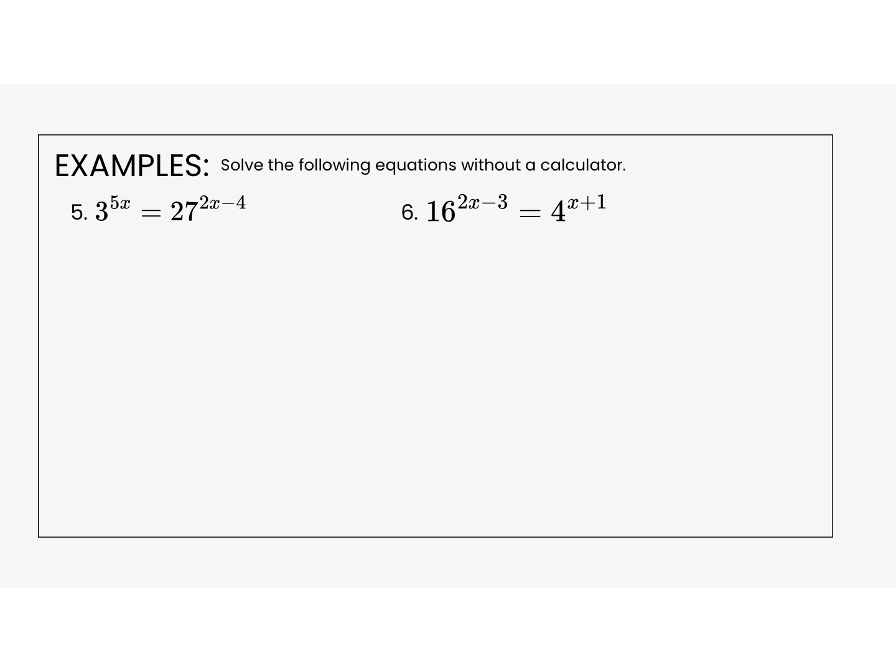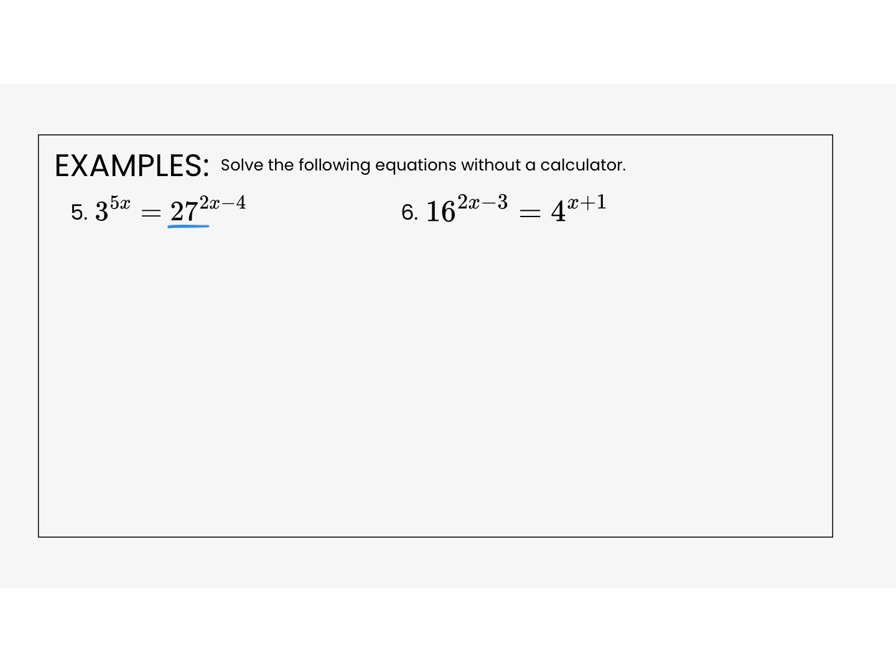Okay, 5 through 8 get a little bit more complicated, but they're still manageable. We just see exponents on both sides now, as opposed to before when there was just an exponent on one side. So we're going to still do the same thing. We're going to rewrite these to come up with common bases. So I have 3 to the 5x equals 27 to the 2x minus 4. So my bases right now are 3 and 27.